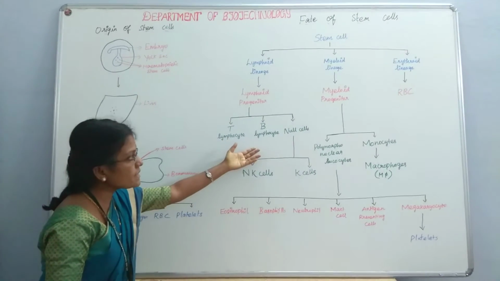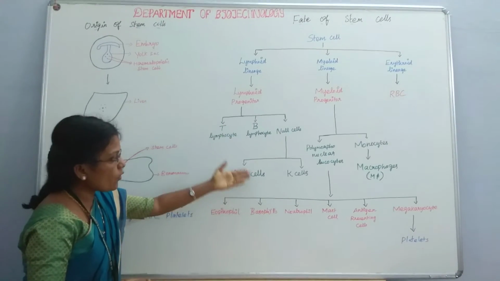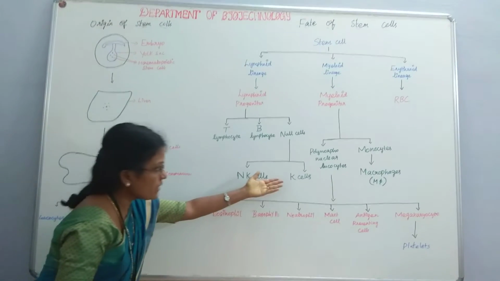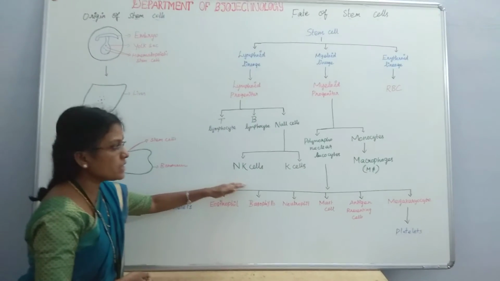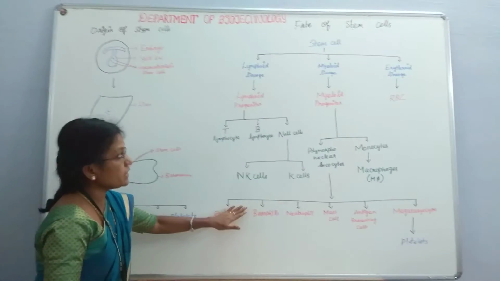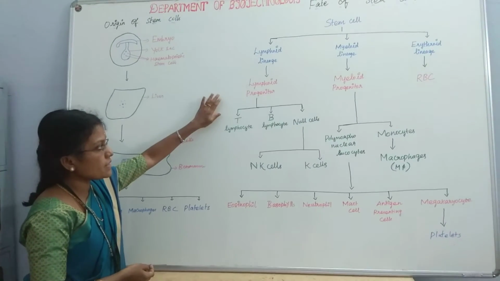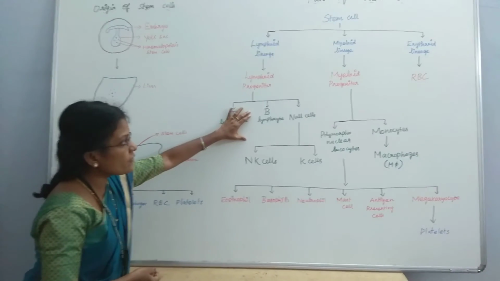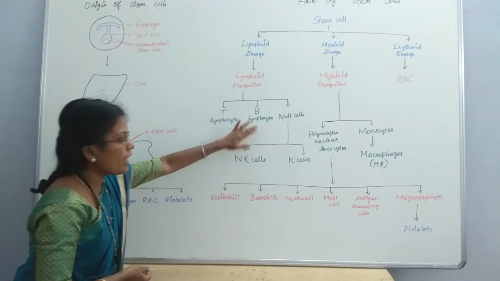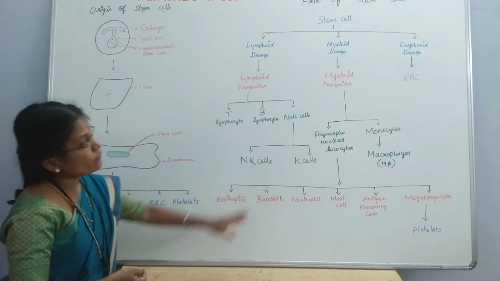The third type of cell, called a null cell, which is neither like a T cell nor a B cell, is formed from the lymphoid progenitor, and it forms the natural killer cells and killer cells, which have natural phagocytic activity and killer cell activity. So from the lymphoid lineage, the lymphoid progenitor cells are formed, and from that the T lymphocyte, B lymphocyte, and null cells are formed, and from the null cells the natural killer cells and killer cells are formed.